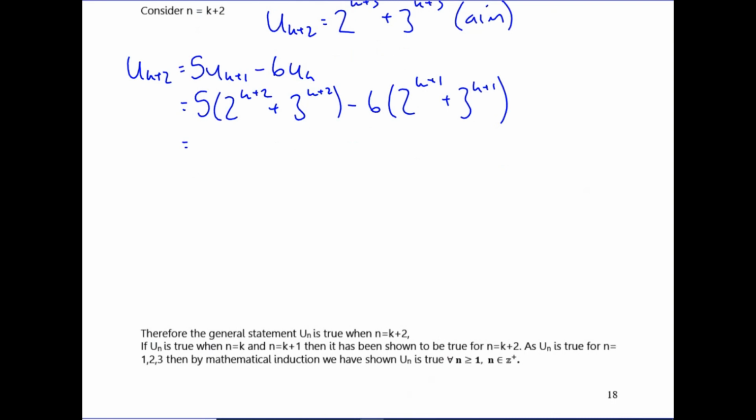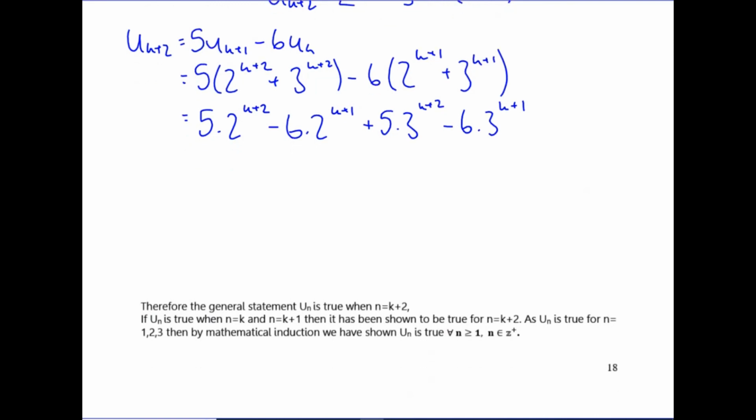I'm going to expand these out and collect my 2's and 3's up together. So I've got 5 times 2 to the k plus 2 minus 6 times 2 to the k plus 1. Collecting my 3's up, I've got 5 times 3 to the k plus 2 minus 6 times 3 to the k plus 1. I need to write these 2's and 3's with the same power. So I'm going to go for the lowest power of these, so I want to write these as 2 to the k plus 1.